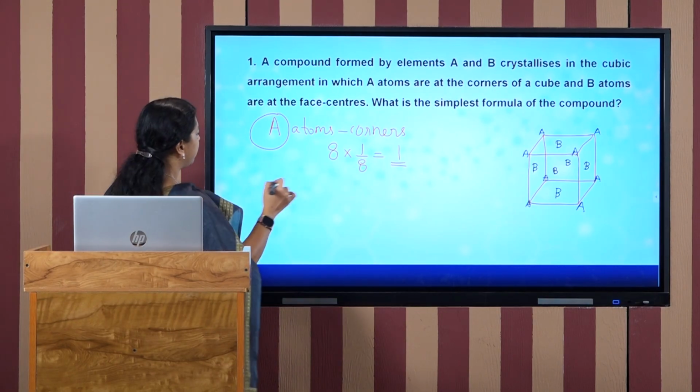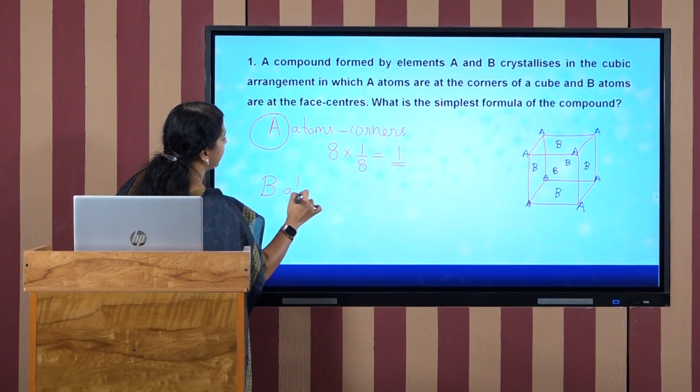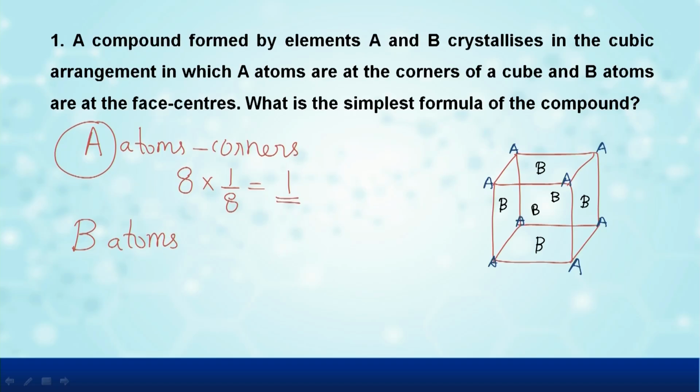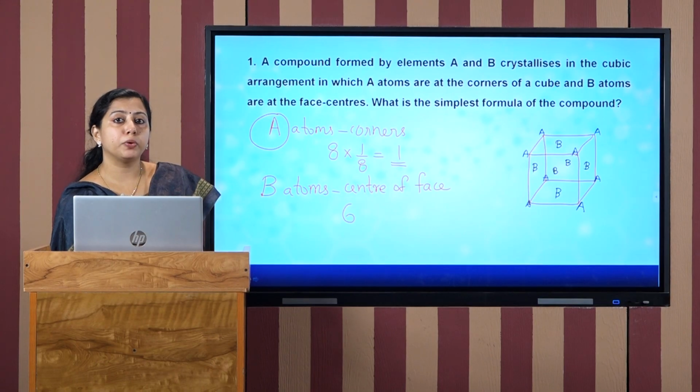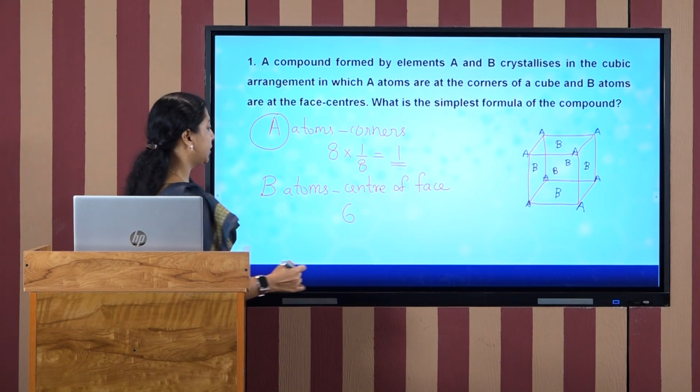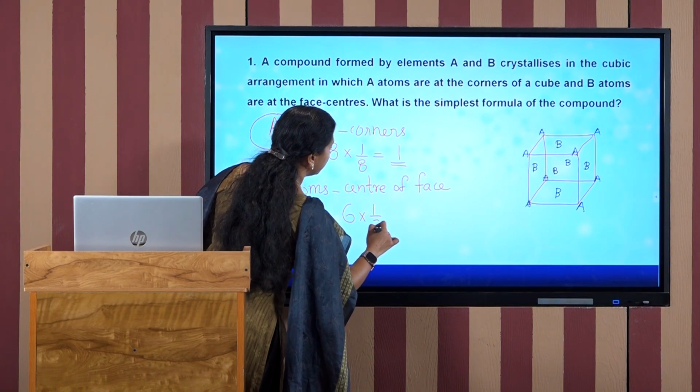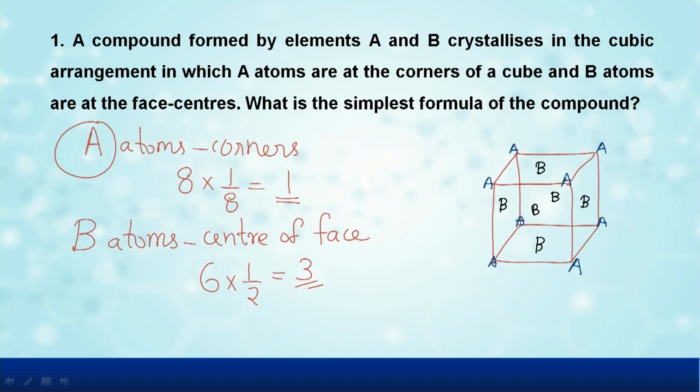Now, let us consider the B atom. The B atoms, as we can see in this figure, are present at the center of the face. We have 6 faces, so there will be 6 B atoms, and when an atom is present at the center of a face, that will contribute 1 by 2 towards the unit cell. So, 6 into 1 by 2, so that is equal to 3. Okay. So, the contribution of B atoms towards a unit cell is 3.